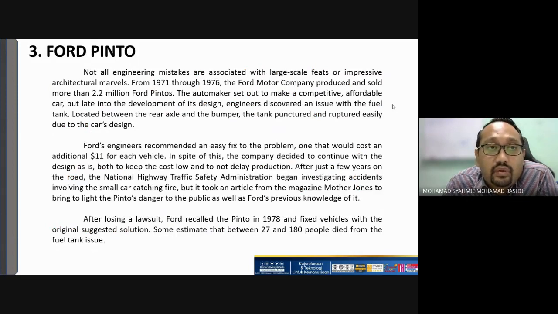Okay. The third is about the Ford Pinto, which we already saw as a study case previously. This is regarding the design of the Ford Pinto fuel tank, whereby the company wanted to reduce its cost in order to sell the Ford Pinto at a lower price, so it could be competitive in the market. However, the design of placing the fuel tank at a lower part led to a great disaster, where in terms of impact or accidents, it started to explode.